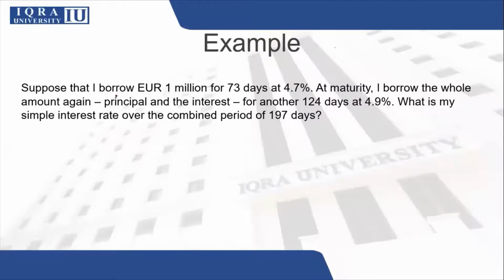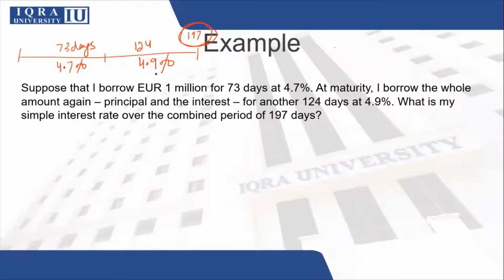At maturity, I borrow the whole amount again, principal and the interest, for another 124 days at 4.9%. What is my simple interest rate over the combined period of 197 days? So you want to know the interest for the combined period of 197 days, and there are two parts to it. It's for 73 days at 4.7% interest, and then for 124 days at 4.9% interest. So you need to combine both of these interest rates and tell us what the simple interest rate is for the complete 197 days.